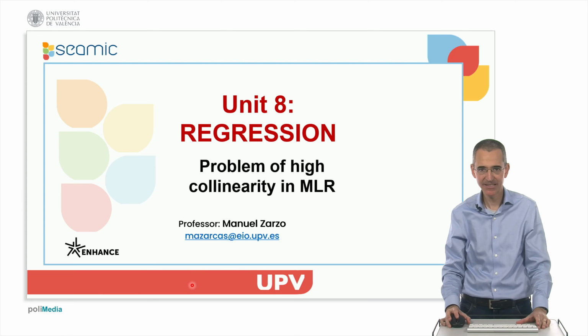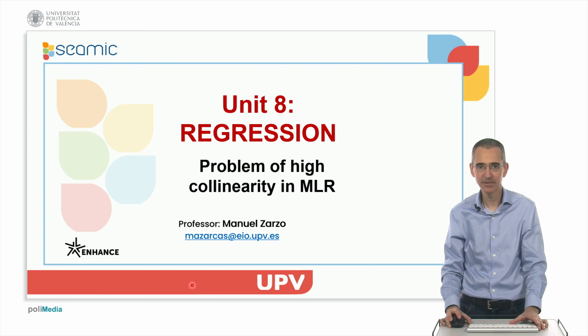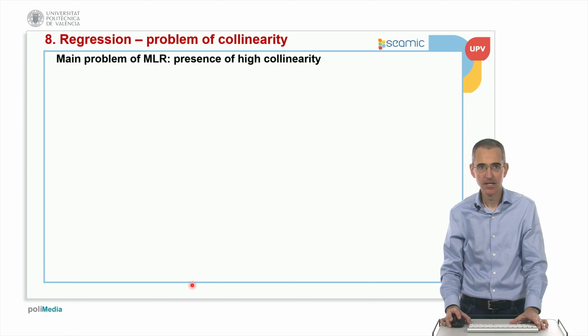We are in Unit 8, Regression, and today in this video I will talk about the problem of high collinearity in multiple linear regression. So probably the main problem in multiple linear regression is the presence of high collinearity. I'm going to explain this problem and provide some solutions.